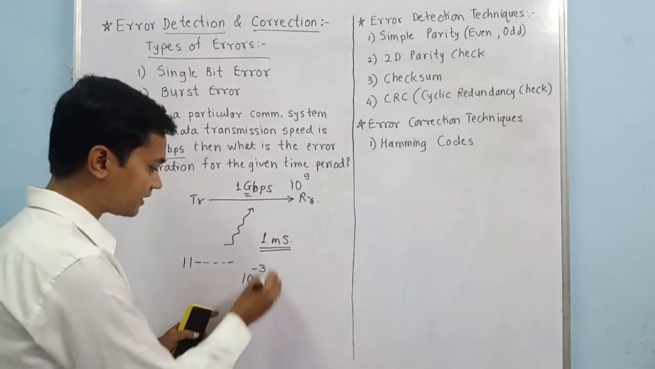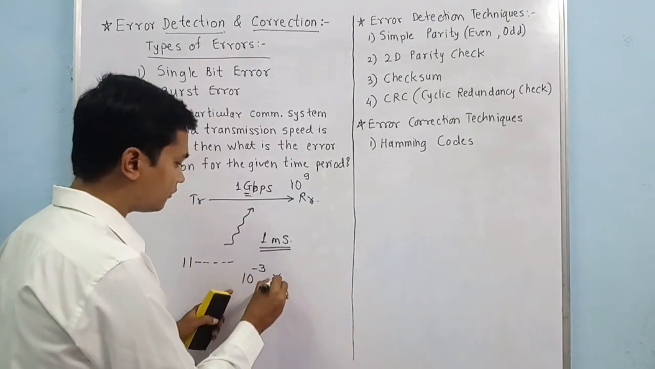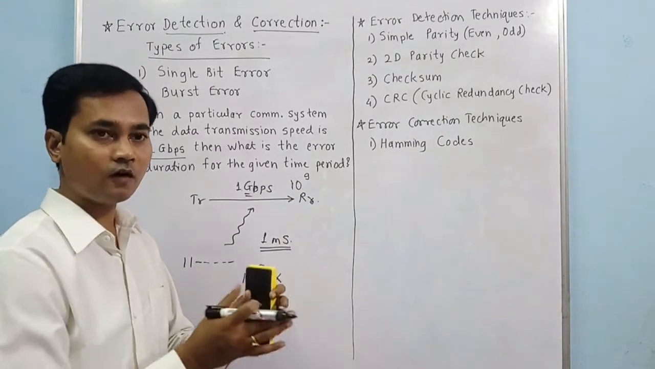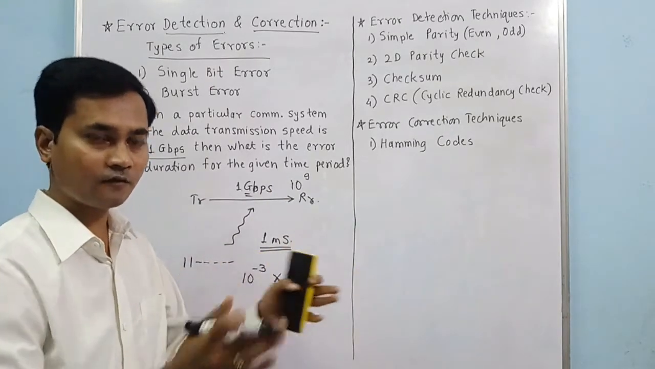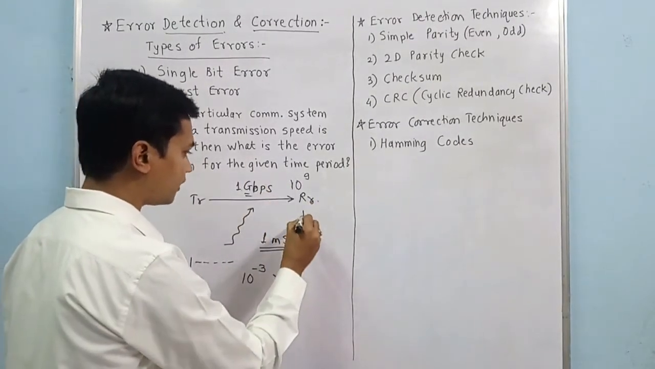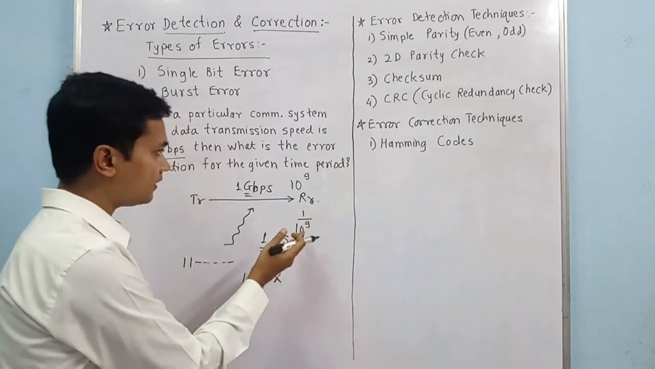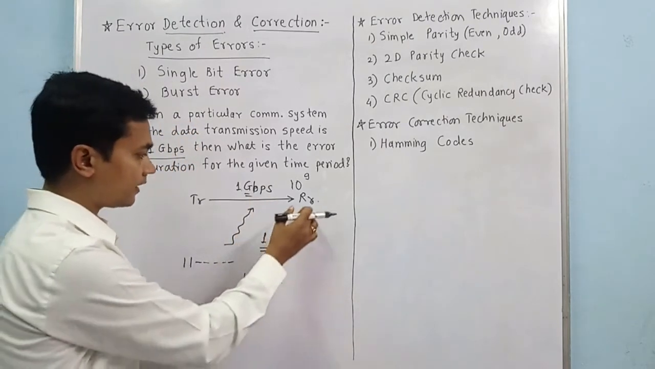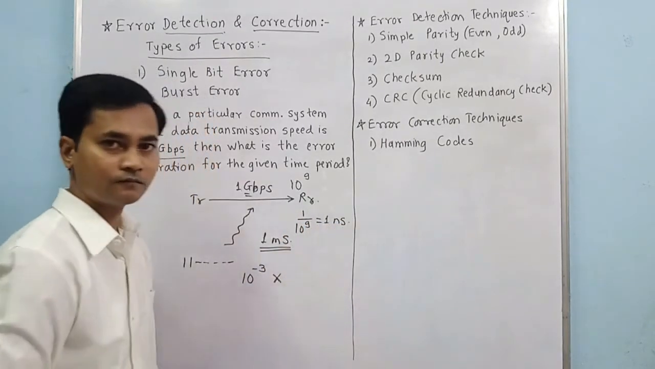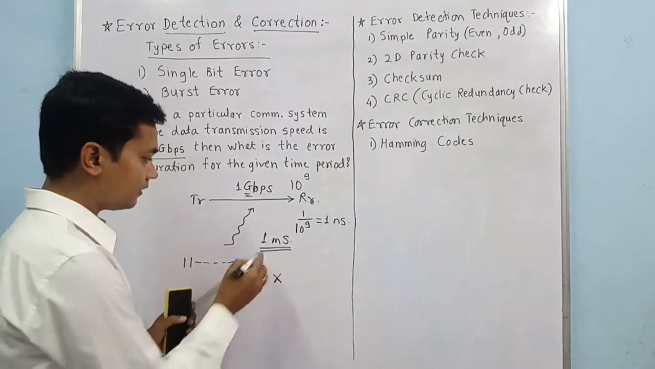So for this time period, if the error occurs, we have to find out how many bits will be affected, or what is the duration of error. What is the duration of 1 bit? It is 1 upon 10 raised to 9, which is the frequency at which the transmitter is sending the data. So 1 upon 10 raised to 9 is equal to 1 nanosecond, right?